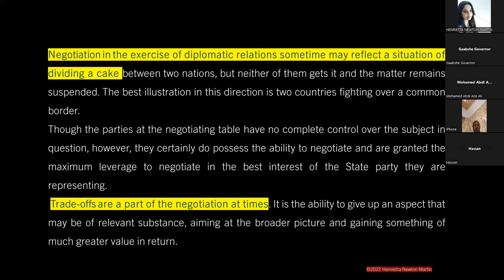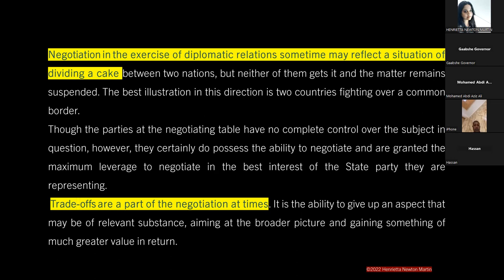Though the parties at the negotiating table have no complete control over the subject in question, they certainly possess the ability to negotiate and are granted the maximum leverage, to the optimum level, to negotiate in the best interest of the state parties they are representing.